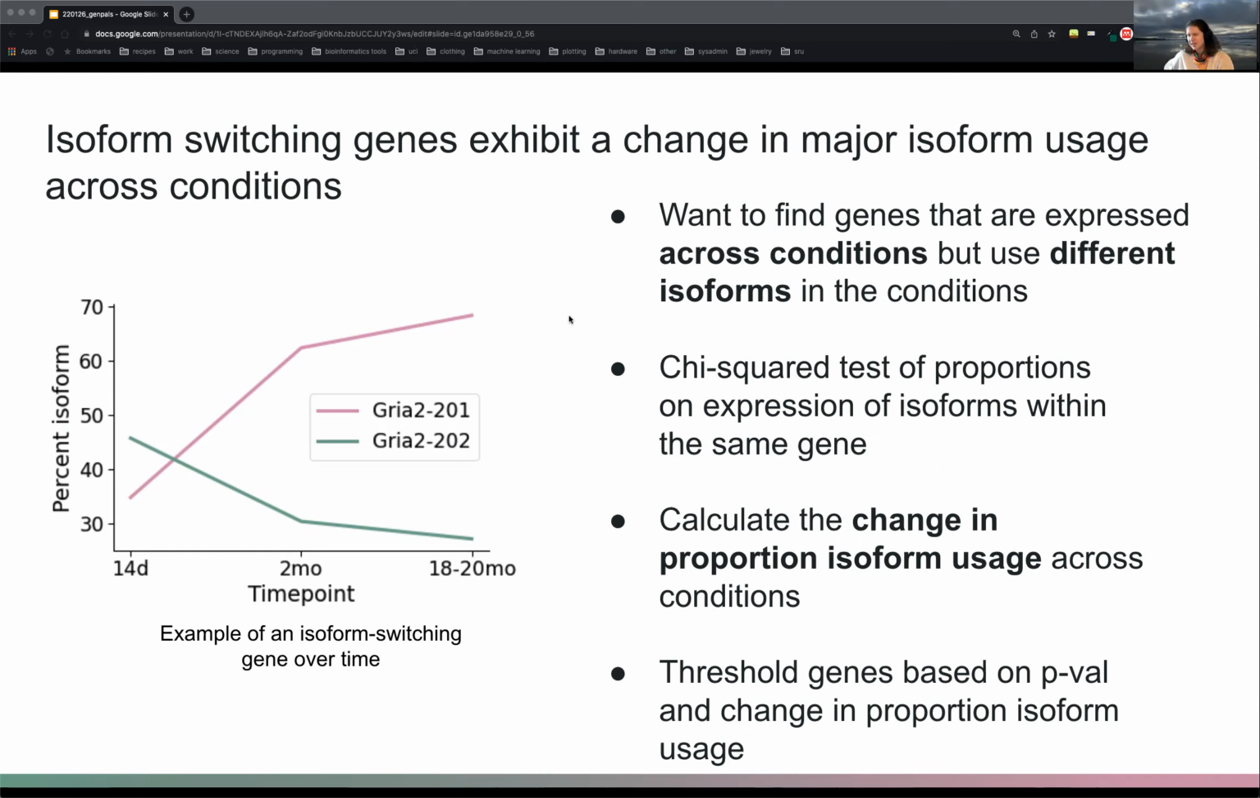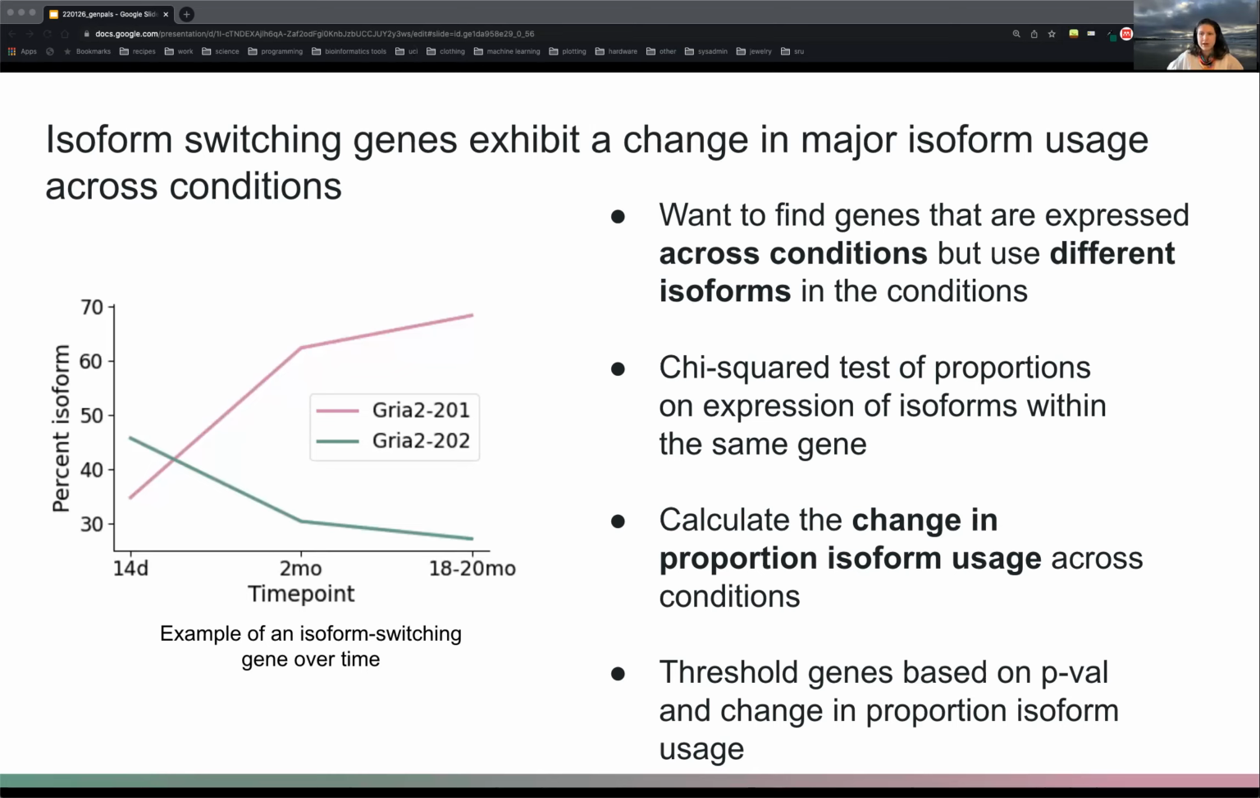And as a brief rundown of what the statistical framework looks like, which again, I did not develop, this was developed by a peer at a different institution. It does a chi-squared test of proportions on the expression of isoforms that are within the same gene. And instead of log fold change, which is the comparable metric that you think about for differential expression testing, you calculate the change in proportion isoform usage across the conditions that you're comparing. And then again, similarly to differential gene expression, you can threshold these genes based on their p-value and the change in the proportion isoform usage across your conditions.